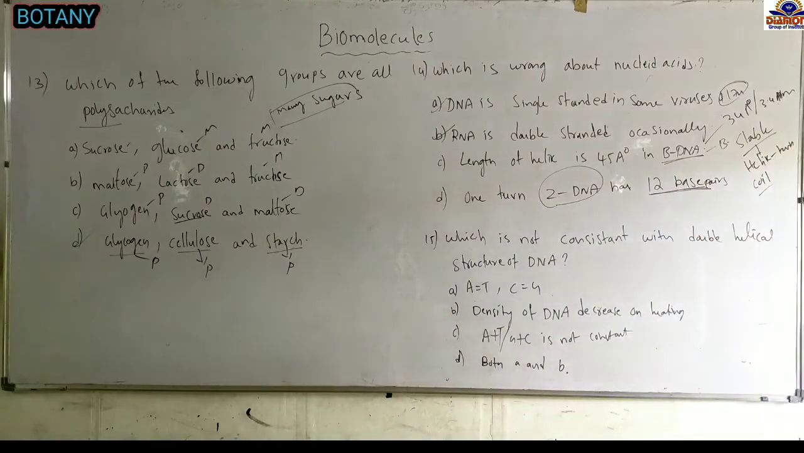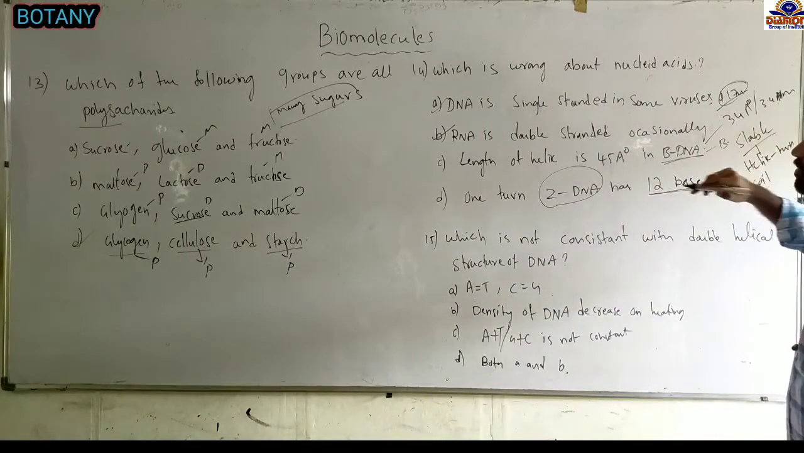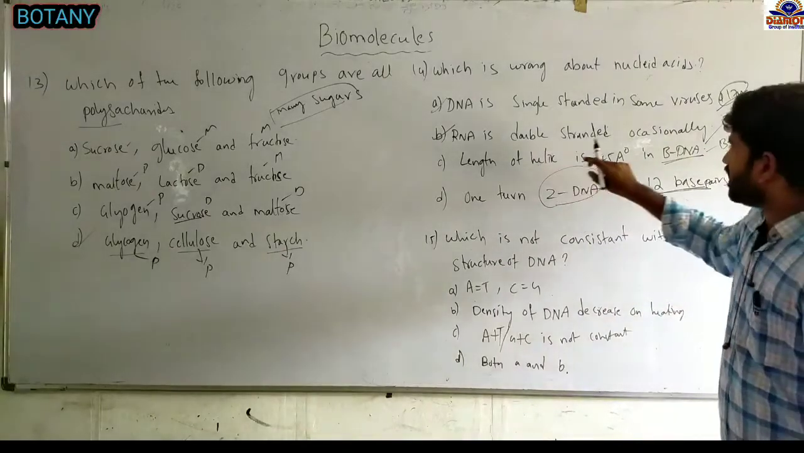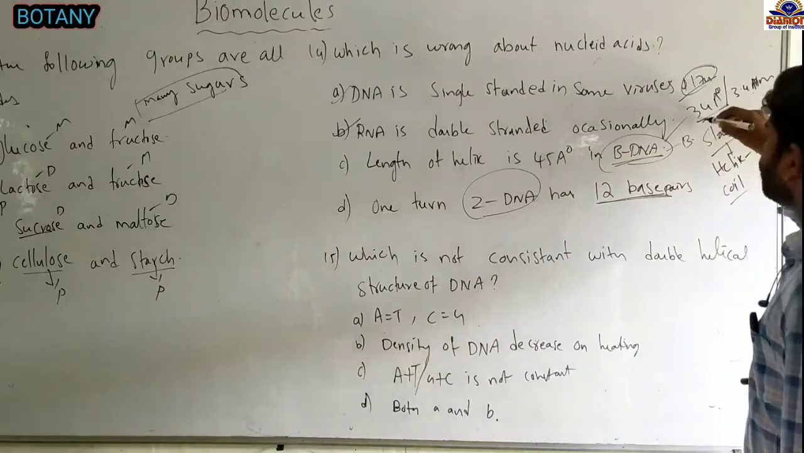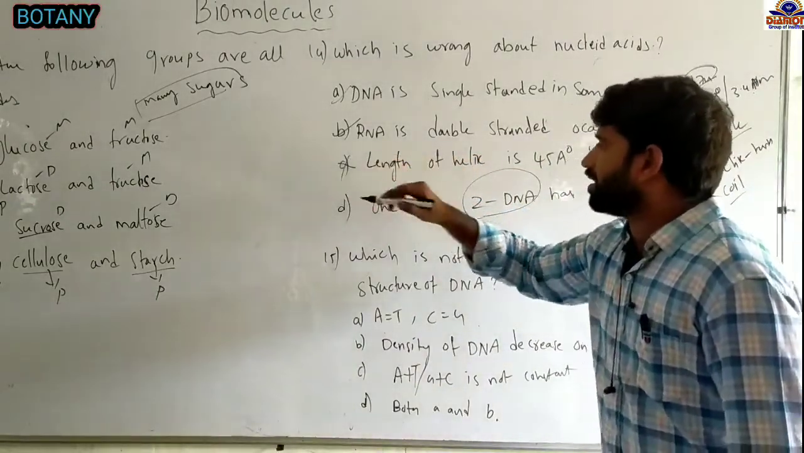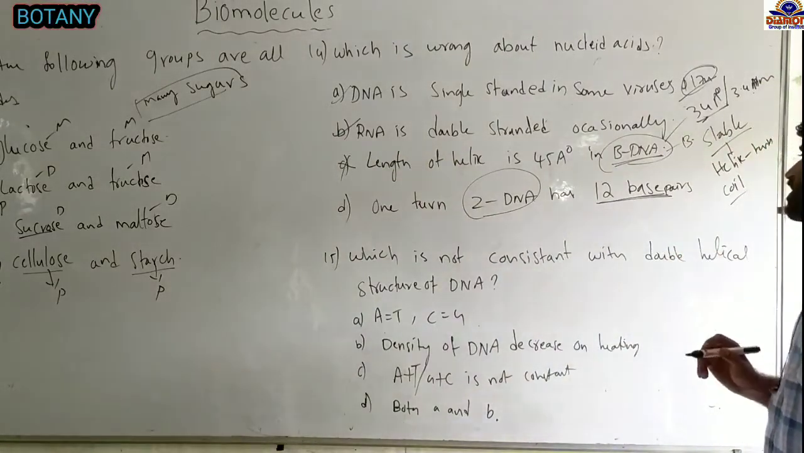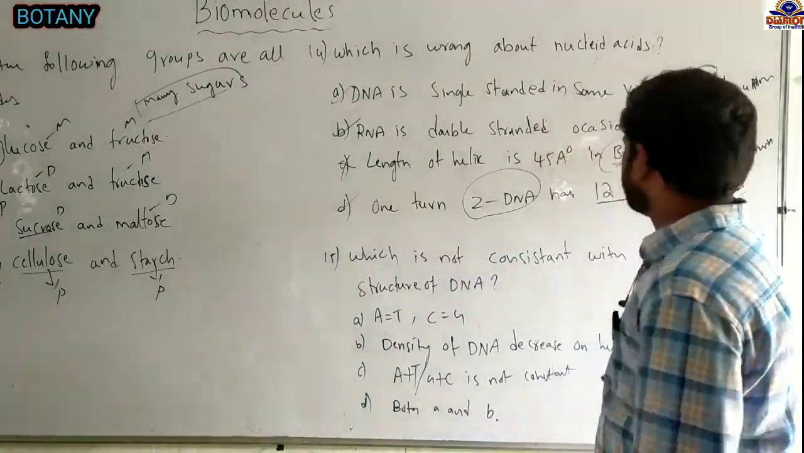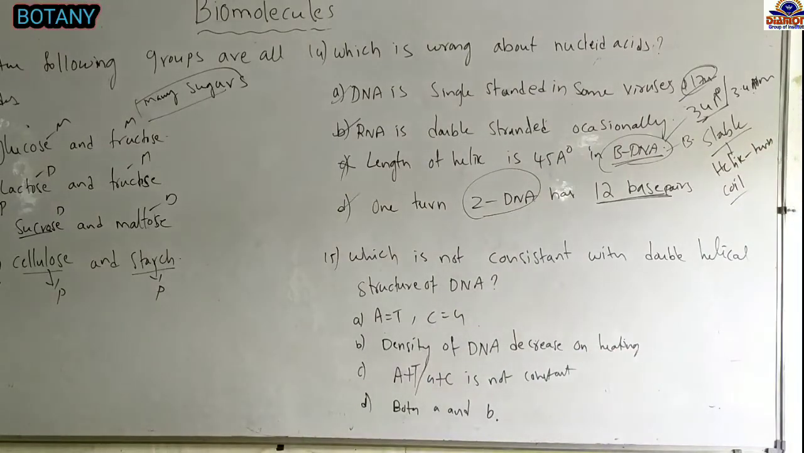So out of the given options, DNA is single stranded in some viruses, for example phi X 174. RNA is occasionally double stranded, for example TMV. The length of the helix being 45 angstrom units in B-DNA is wrong, it is 34 angstrom units. So the wrong statement is C. And option D, one turn of Z-DNA has 12 base pairs. Yes, Z-DNA, zigzag DNA, contains 12 base pairs per each helix. Answer is C. The next question, which is not consistent with the double helical structure of DNA?